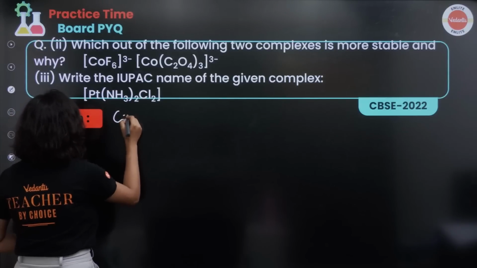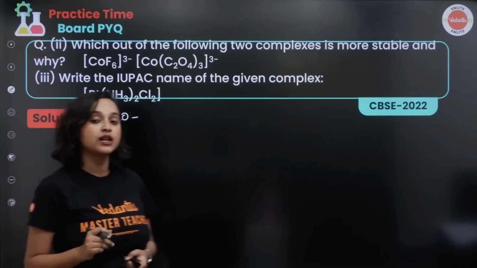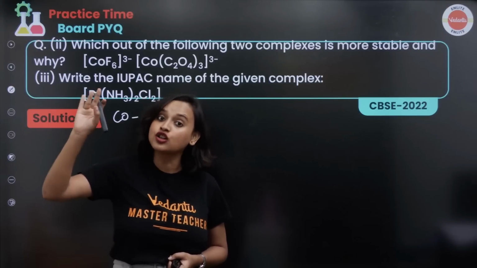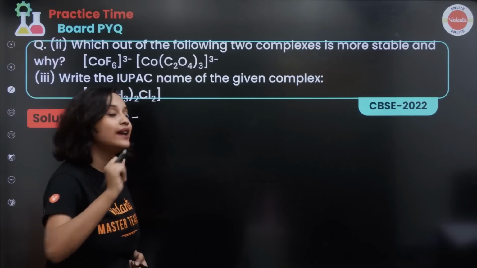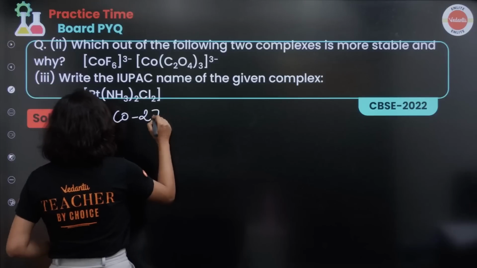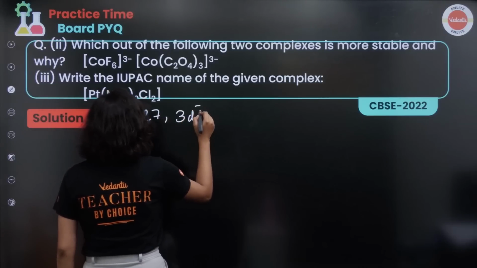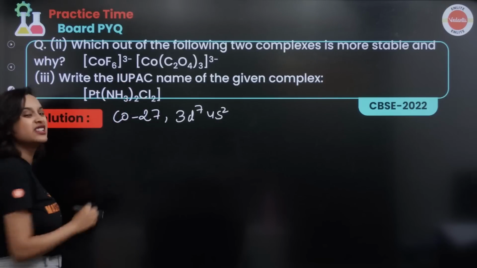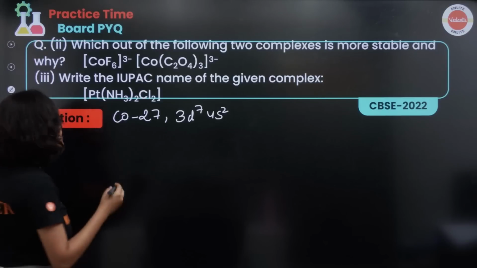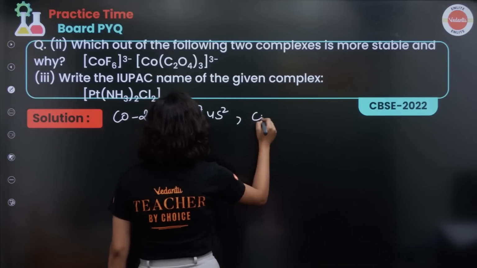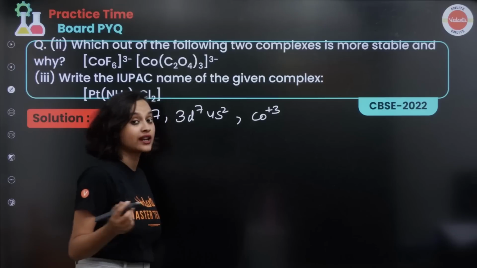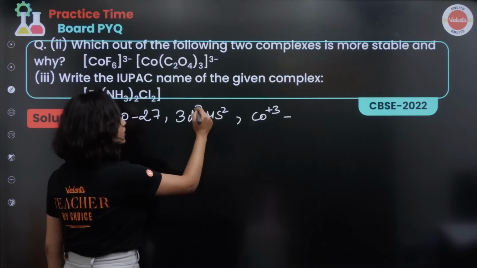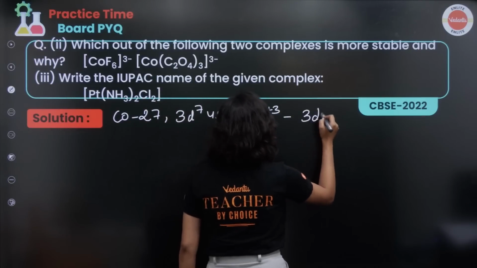[CoF6]3-. Cobalt. What is cobalt's atomic number? Scandium, titanium, vanadium, chromium, manganese, iron, cobalt. So that means it is 27. If it is 27, that means it is 3d7 4s2. Now we see that it is 3 minus here, so the oxidation state is going to be 3 plus. You can calculate it if you want, but I know it is going to be plus 3. So Co3+, that means 2 from here gone, 1 from here gone, it is going to be 3d6.